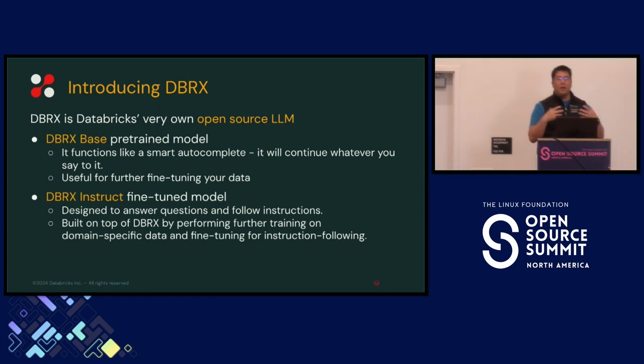So we have the base version, which is our pre-trained model. Think of it like a smart autocomplete. That's not the one you're usually chatting with, but that's the one that you often will go fine-tune or do whatever else you want to do with it. But DBRX Instruct is the chat version, the fine-tuned version of the model, which is really good for the ChatGPT style that we're all used to. It's designed to answer questions and follow instructions. It's built on very domain-specific and fine-tuned instruction-following data. That's basically what every other Instruct or chat version of these models does, so not much difference there.